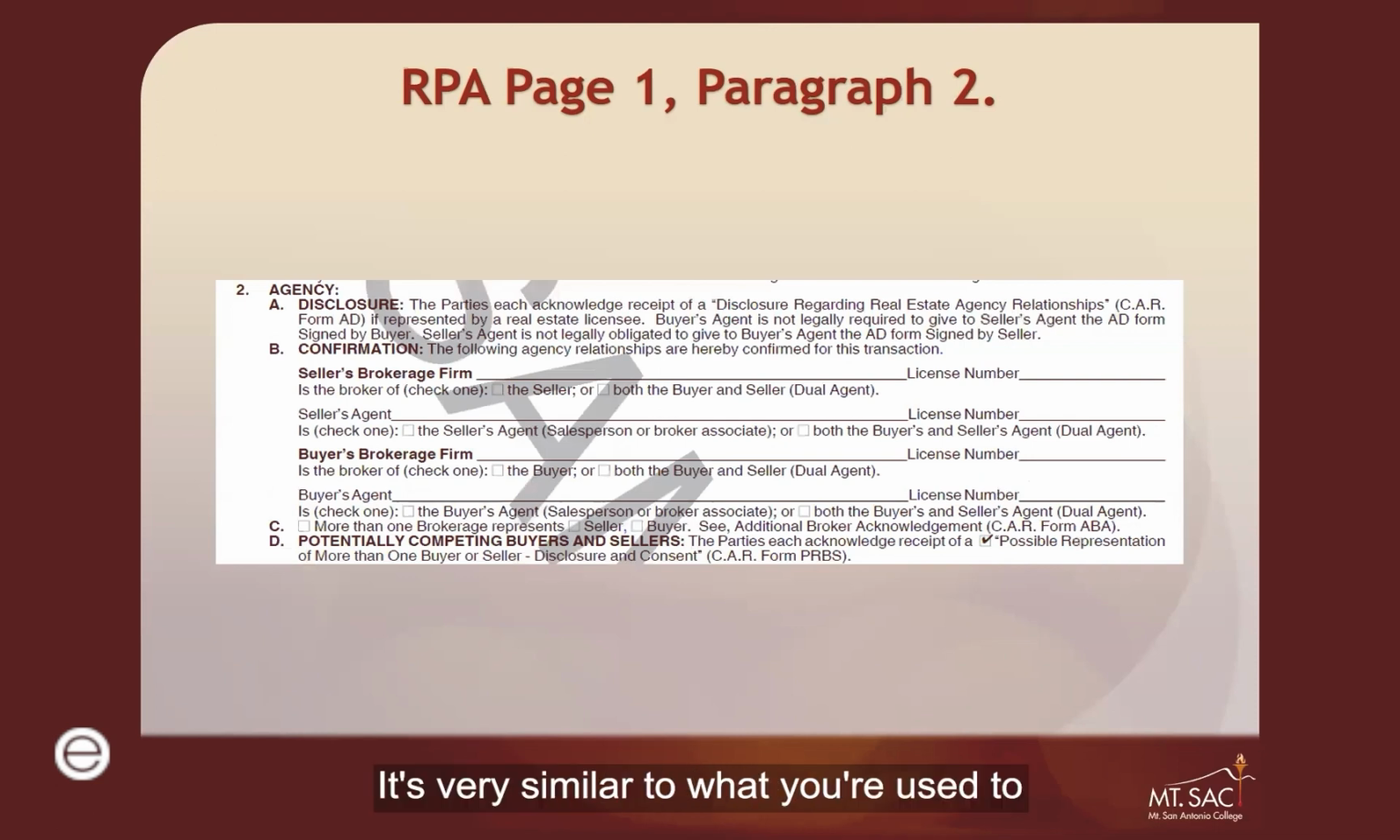Agency. It's very similar to what you're used to. You're writing the offer on behalf of your buyer. You will put for buyer's brokerage firm, eHomes, and then you will put your individual name as buyer's agent, and you will put your license numbers to the right then.